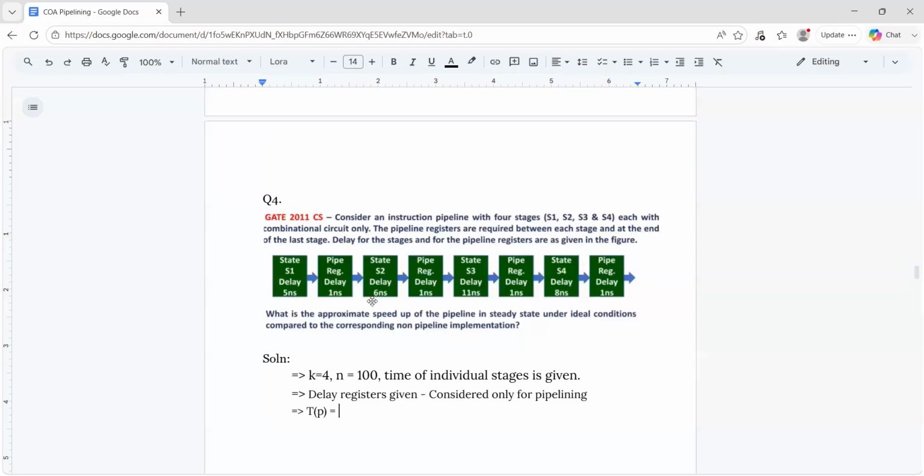So the sum of all the stages, that is 5 plus 6 plus 11 plus 8, and also we need to include the delays as well. So sum of all these plus 4 would give me 30. So this gives me 30.